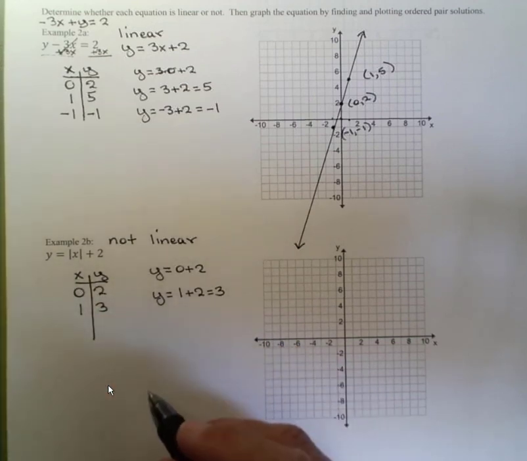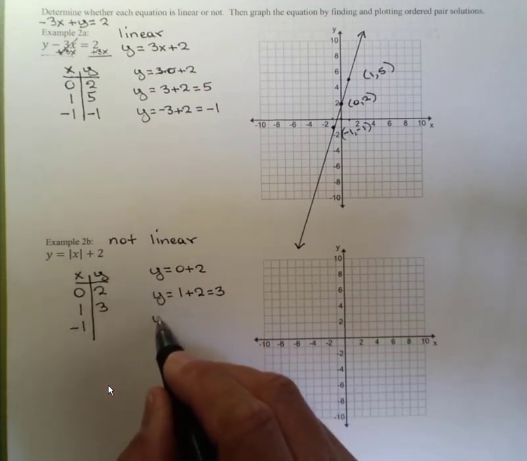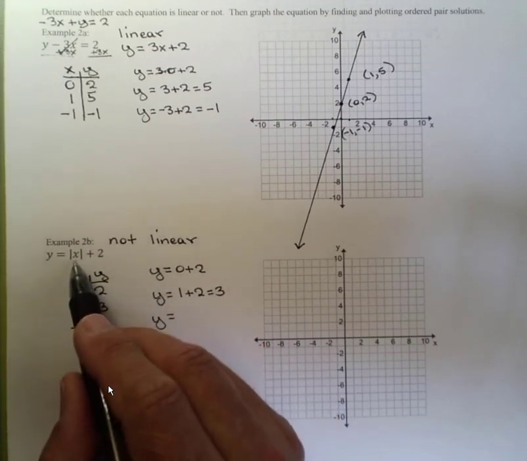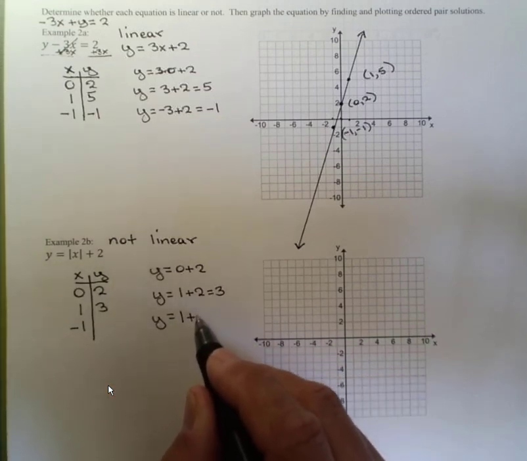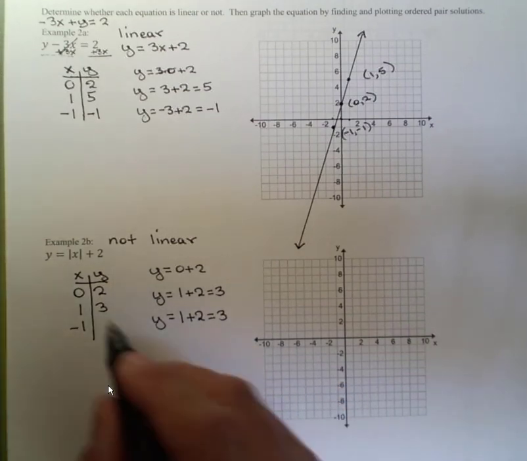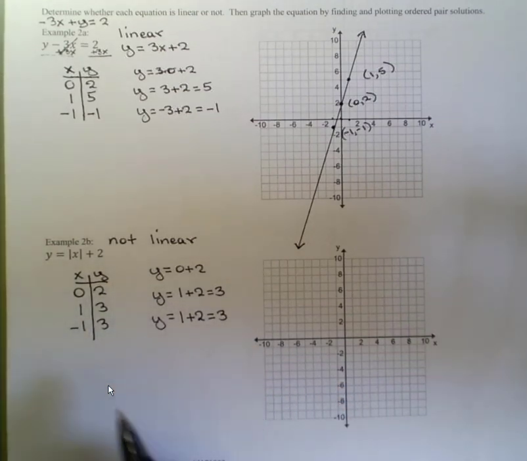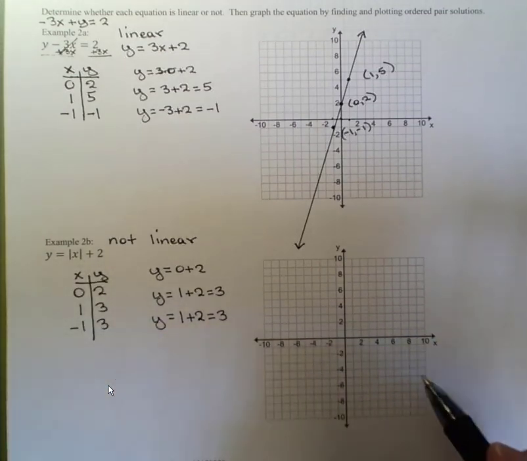And now let's do the negative x. Let's say x is negative 1. Well, this time y is equal to, now what's the absolute value of negative 1? Well, it's still just positive 1, isn't it? Doesn't absolute value just take away the negative? It turns everything positive, right? So this is going to be another 3. This is why it's not a straight line. It's because that absolute value is going to make this thing turn.